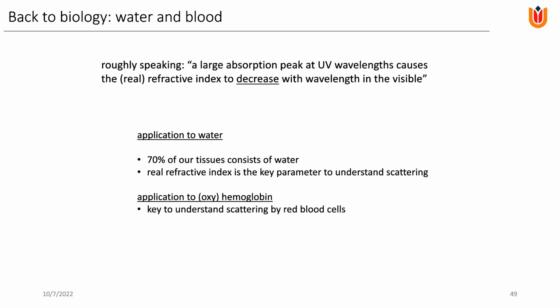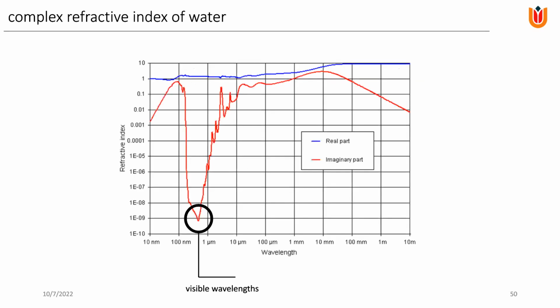As a rule of thumb, the real part of the refractive index decreases with wavelength in the visible parts. Of course, because that already accounts for about 70% of absorption of tissue because of the high water content. It also accounts for, these are calculations again.